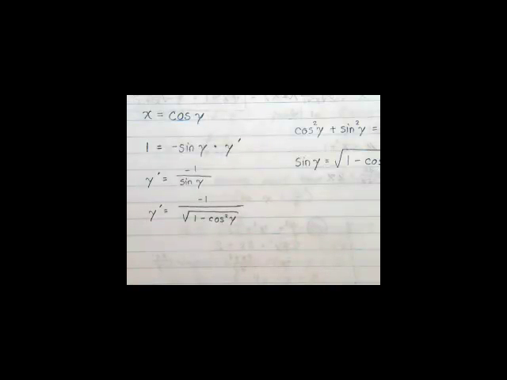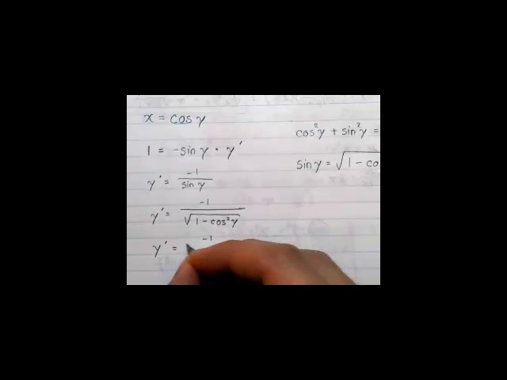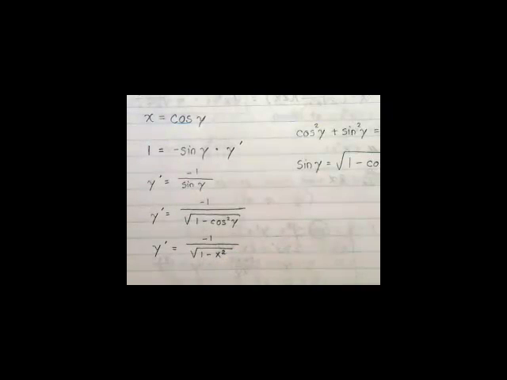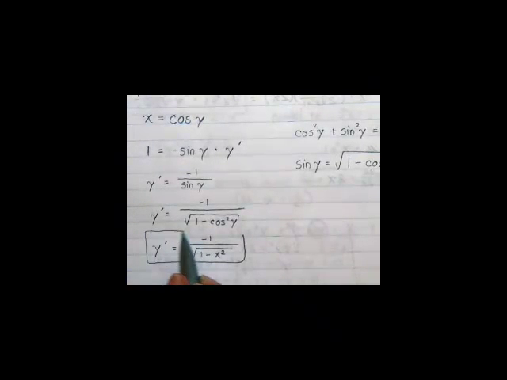Well, focus your attention up here if you would. x is equal to cosine y. I make a little substitution there one more time, and we've got something, right? So y prime is equal to negative 1 over the square root of 1 minus x squared. I've got a derivative formula for this thing. It's pretty nasty looking, but it works.